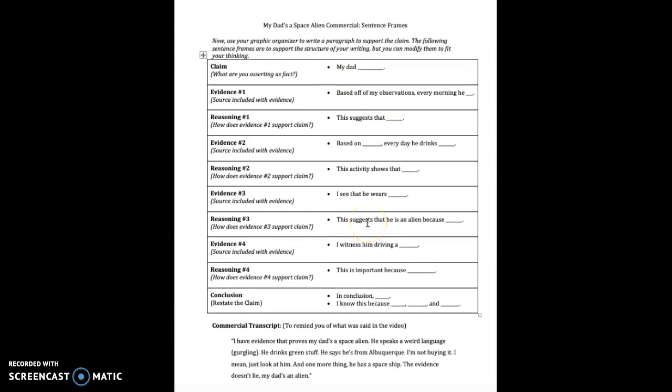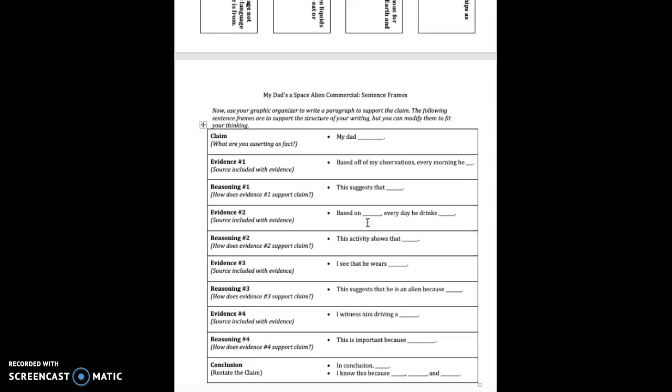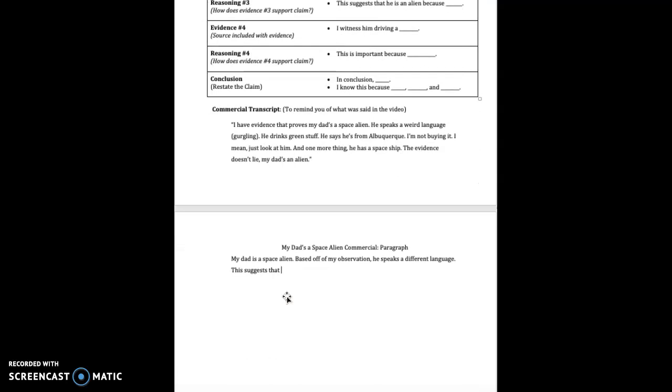So reasoning. How does evidence number 1 support our claim? This suggests that, then let's go back up here, that he speaks a language not spoken here on Earth. He could be speaking a language known on his home planet. Okay.